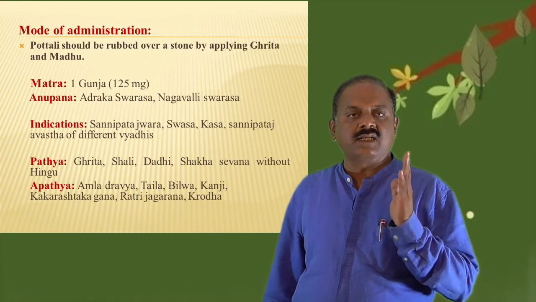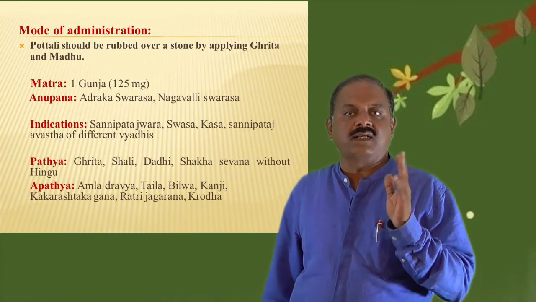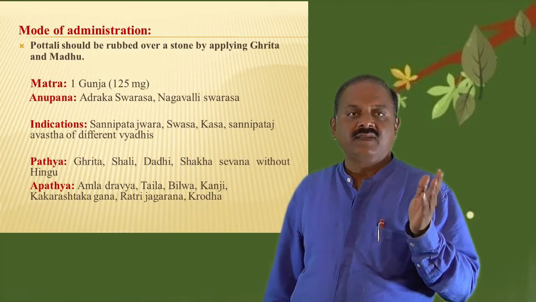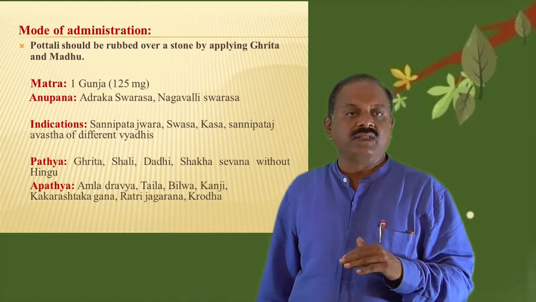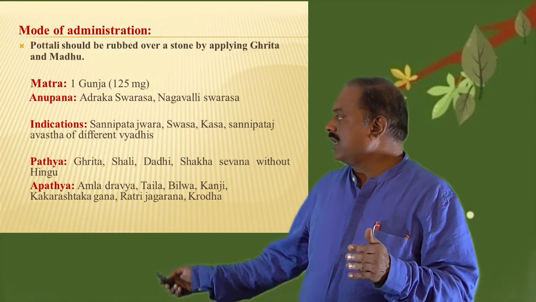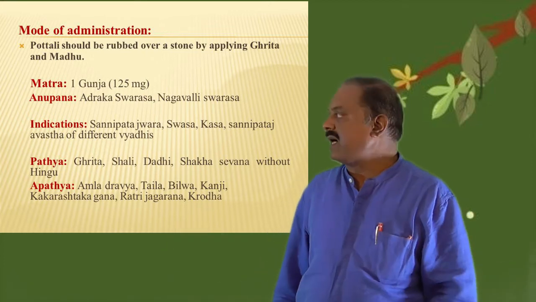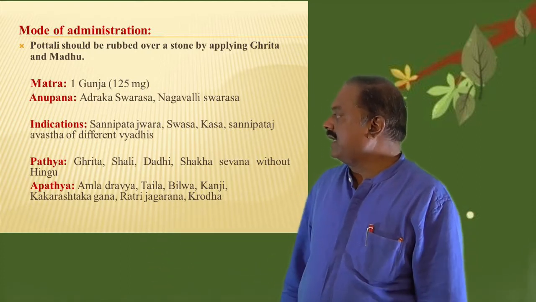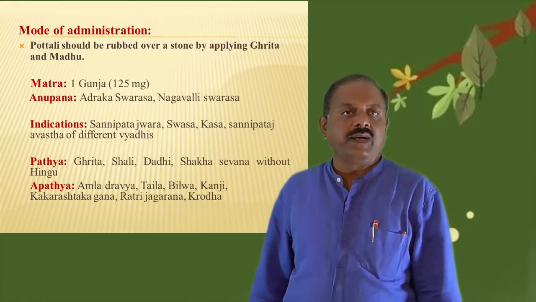Special indications for the Pottali are Sannipataja Jwara, Shwasa, Kasa, and Sannipataja avastha of different diseases. Pathya is Ghrita, Shali, Dadhi, and Shaka sevana without Hingu. Hingu should not be used in this particular because of the presence of Gandhaka as well as Parada. Apathya: Amla Dravya, Taila, Bilva, Kanji, Ksharashtaka Gana, Ratri Jagarana, and Krodha are to be avoided.